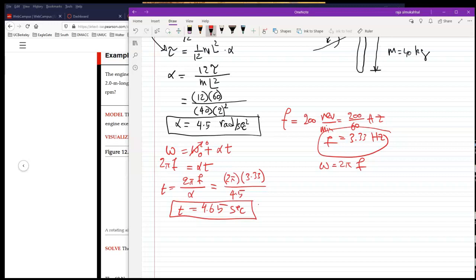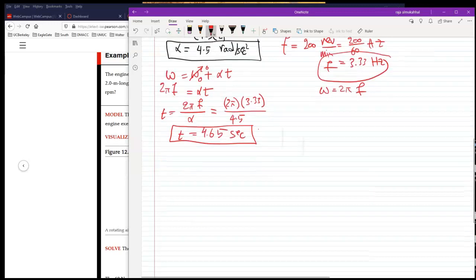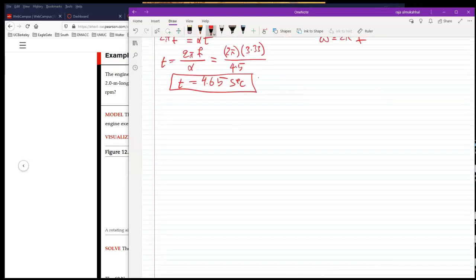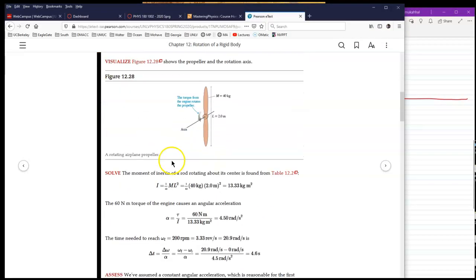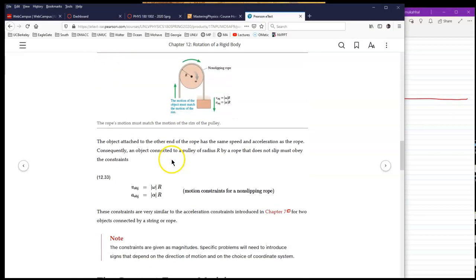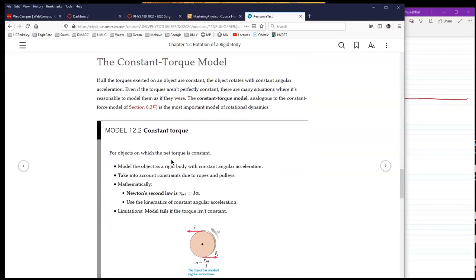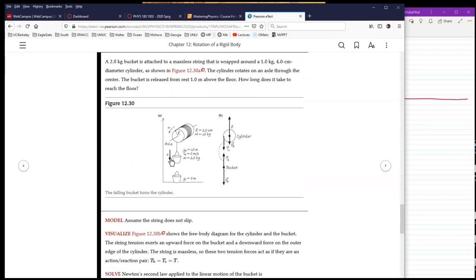Okay. Next problem. This one. Example 12.12. This one can be hard for some of you, so pay attention to it. Let me show it to you in the book. It should be down here somewhere. There it is, right here.